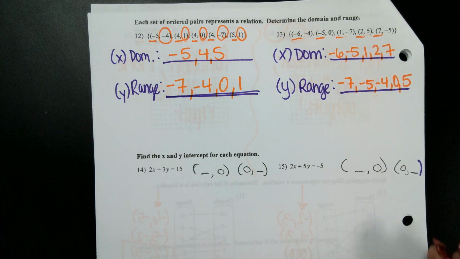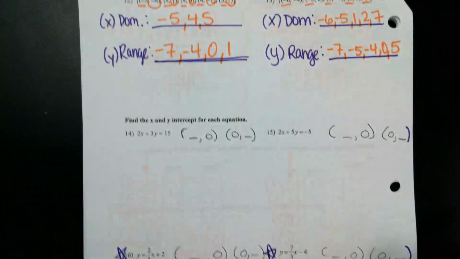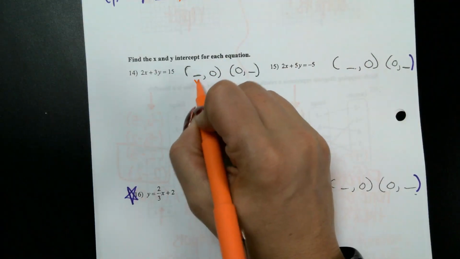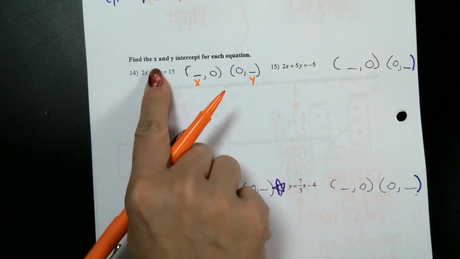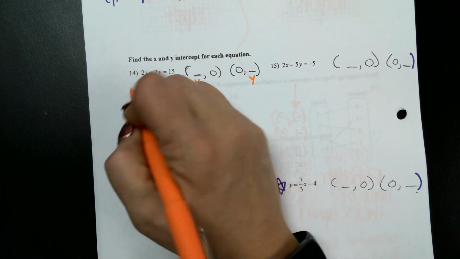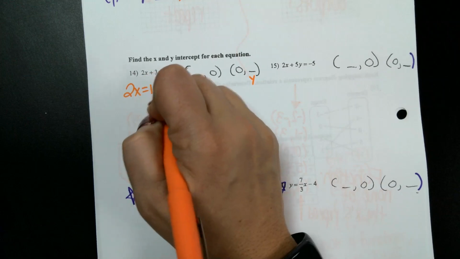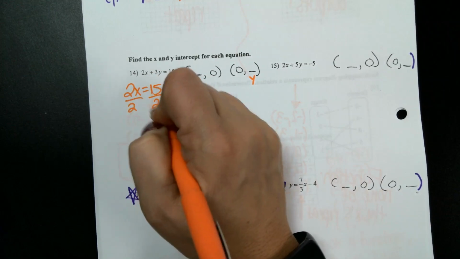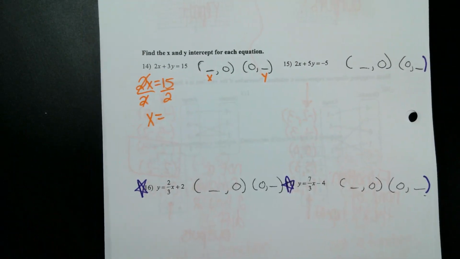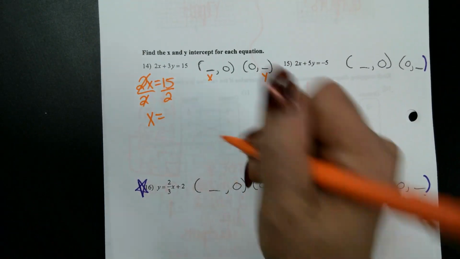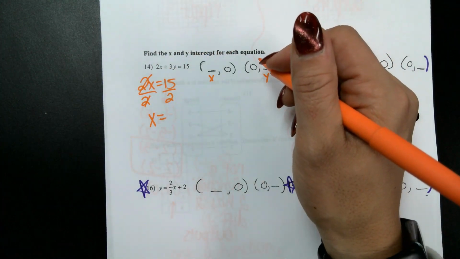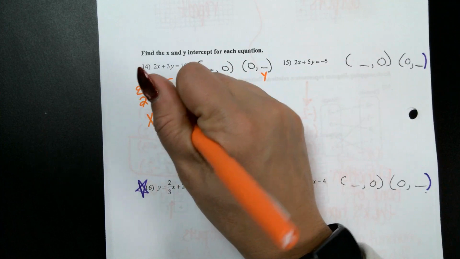Okay, number 14. 14 and 15 are what we were doing today on our notes. So to find the x-intercept, I just cover up y. What would that equation say? 2x equals 15. So all we would have to do is divide by 2. Now look, it's not a whole number, but that's okay because I'm not having you graph it anyway. What's 15 divided by 2? 7.5.